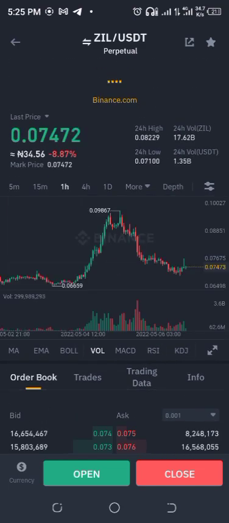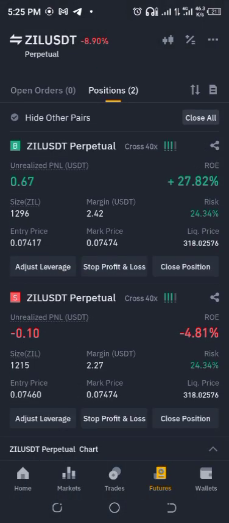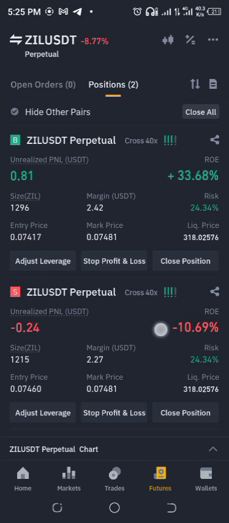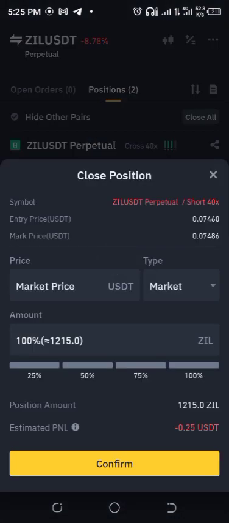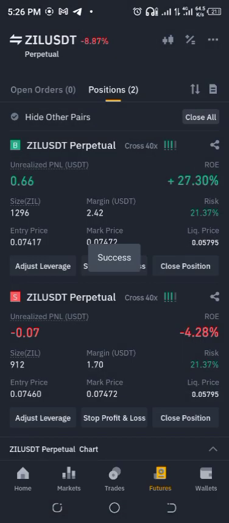Now, let's look at the effects of those margins on our liquidation price. Let me do a practical example. Let's see what happens to this liquidation price if I reduce the margin. Now notice this is 318.02. This is 318.02. Now let me reduce my short position here. Let me close it by, let me say, 25%. Let me close by 25%.